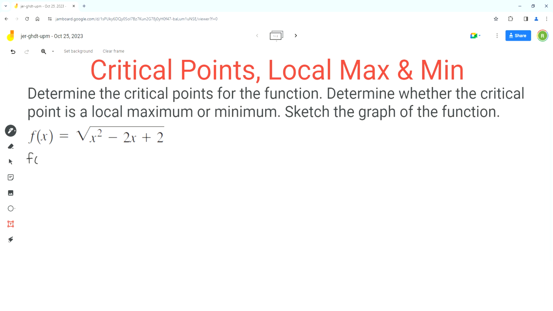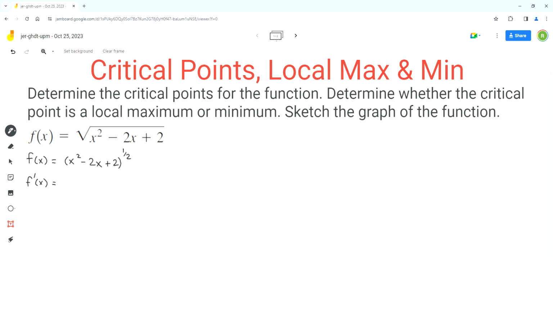So we can rewrite this function as f of x equals, so the radical can be changed to a rational exponent 1 over 2. Now we can find the derivative of this function, so we should use chain rule because this function has an inner function which is x squared minus 2x plus 2, and the outer function is the exponential function with the exponent half. So we start with the derivative of the outer function, f prime of x.